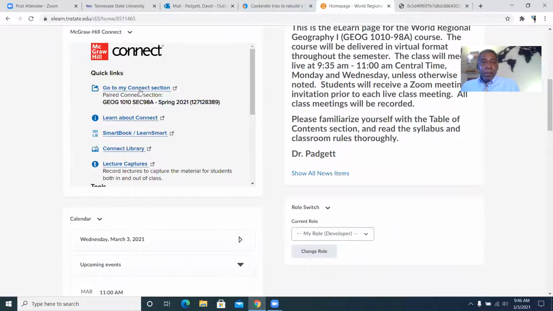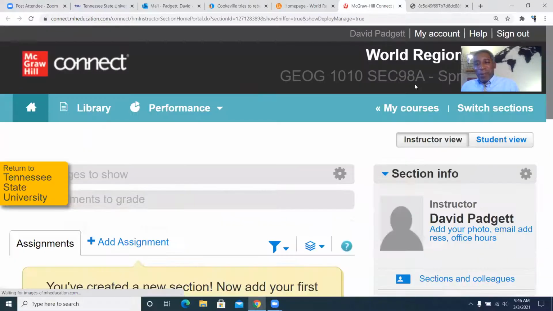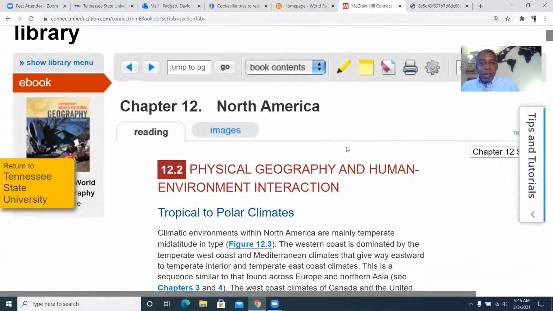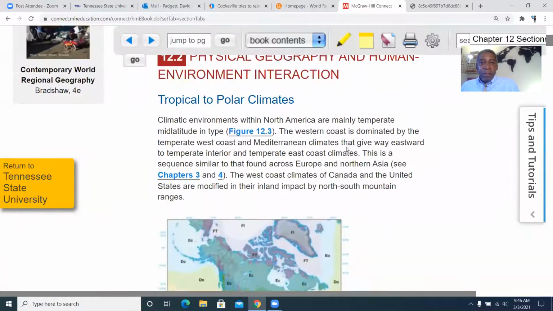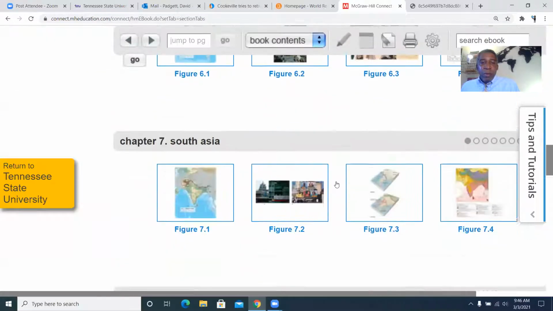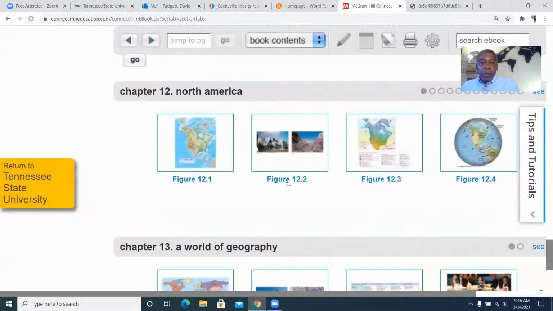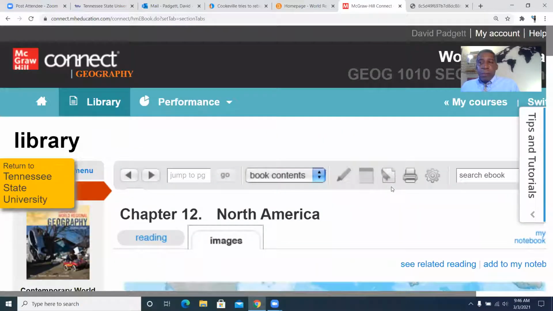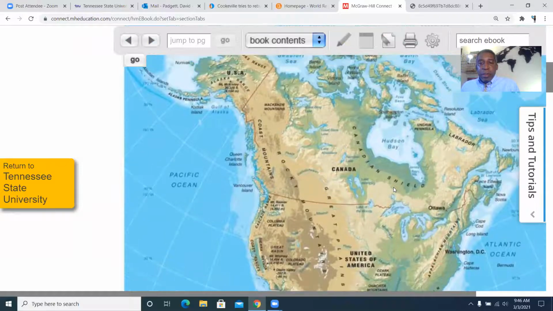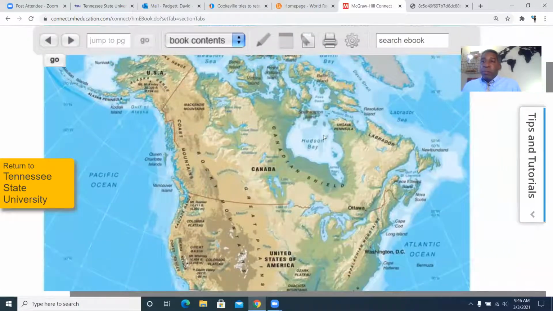Oh, there's the textbook. Textbook is hiding out for a minute. All right, get into the textbook. And we have this figure 12.3, but we really want figure 12.1. So you have to refer to both of these maps as you complete the quiz next week. So the quiz next week will be open book.